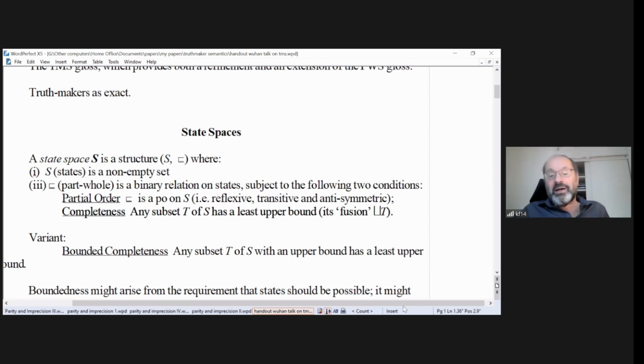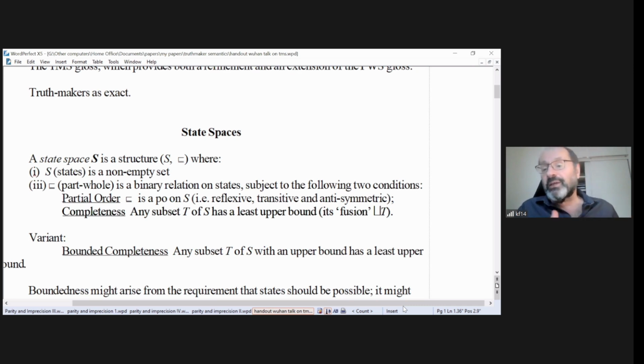Now, those of you who know about Scott domain semantics will know that that's the kind of completeness you have there. So you don't necessarily insist that every set of states has an upper bound. For example, the set of all states may not have a least upper bound, though you do want to insist that if it does have an upper bound, then it has a least upper bound. So it's a conditional form of completeness. One obvious reason to have bounded completeness is that you want your states to be possible.